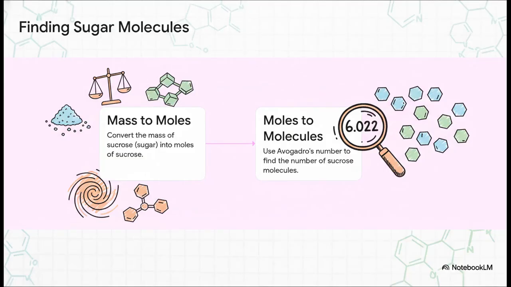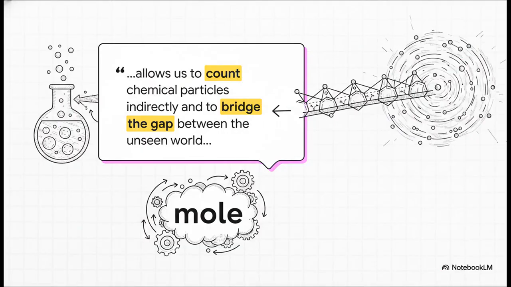And look, the steps are exactly the same. See how powerful this is? We take the mass we can easily measure, the 39 grams of sugar, and we use its molar mass to translate that into moles. Then, one more step with Avogadro's number gives us the final count of every single sugar molecule in that can.